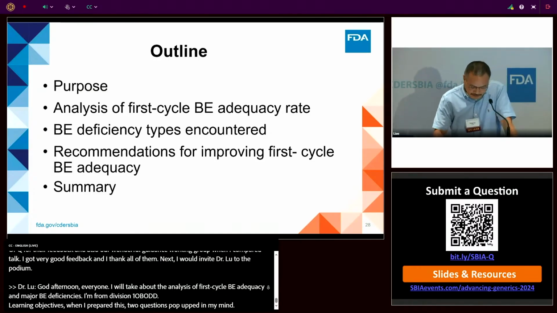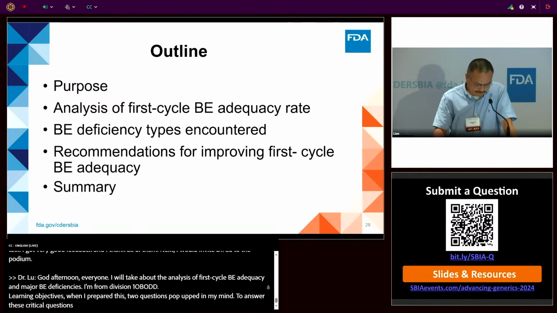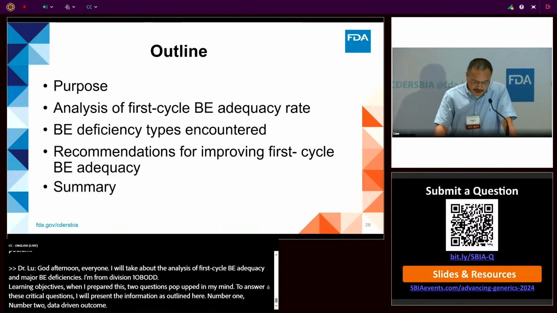To answer those two critical questions, I will present the information as outlined here. Number one, purpose. Number two, data-driven outcome. Number three, tips that could improve first cycle bioequivalence. Number four, summary.